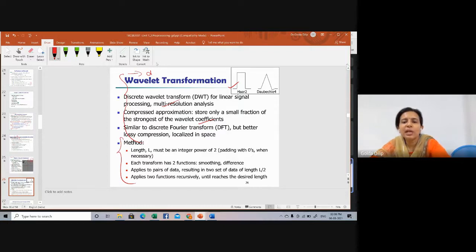Each transform will have 2 functions and it will be applied to pairs of data, and every time the data gets reduced by half, L by 2. These 2 functions are recursively applied till you reach the desired length.